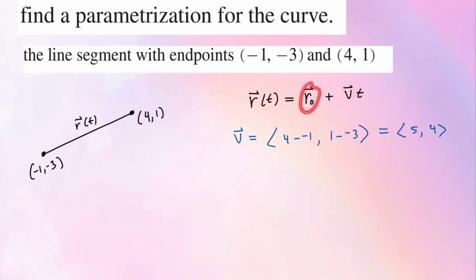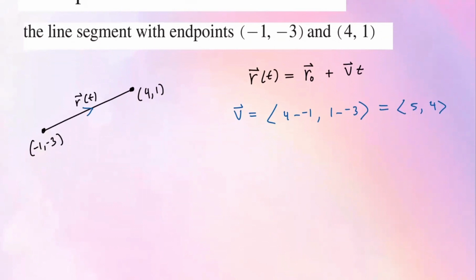And our initial point is going to be this one, because we're moving from this point towards that point. So we want the direction to go that way for r of t. That means our r0 is going to be this point, and we'll write it in vector form. So our parametrization of this line segment, r of t, would be r0, which is (-1, -3), plus the vector v, which is our direction (5, 4), times t.